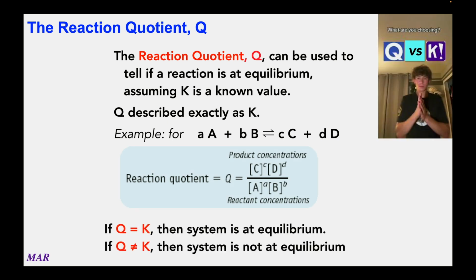Q is described exactly as K. It's products over reactants, so big C and big D divided by little a and little b, and all of those letters are raised to their stoichiometric coefficients. But here's the thing, it's got the same form as K, so if Q and K are the same number, your system's at equilibrium. On the other hand, if Q is not the same as K, that means your system is not at equilibrium, and you can make predictions as if you're going to have more product or more reactant.